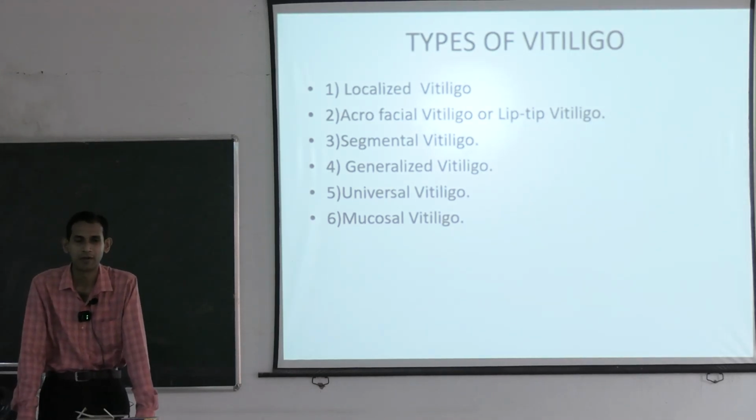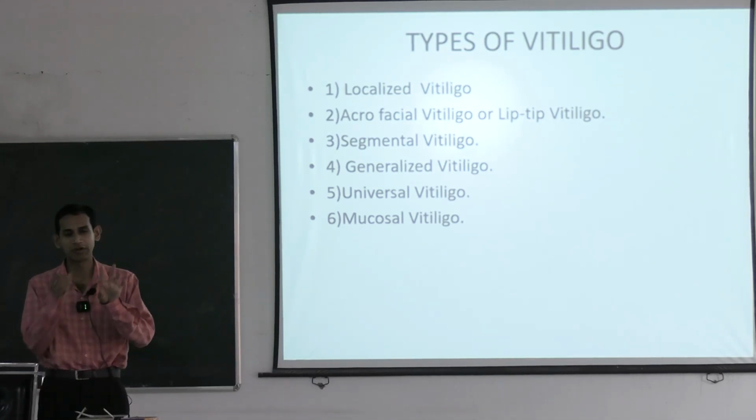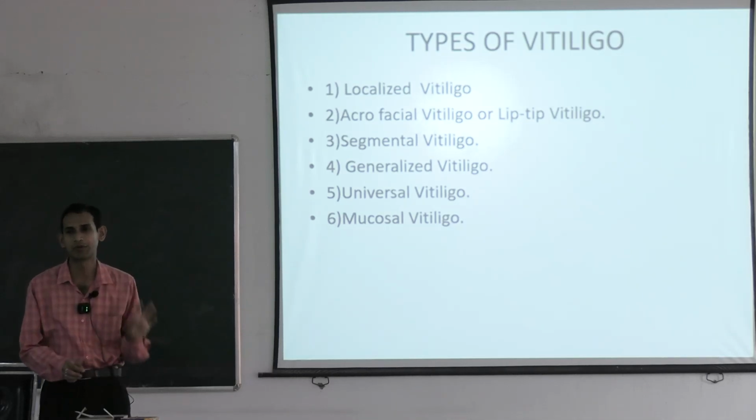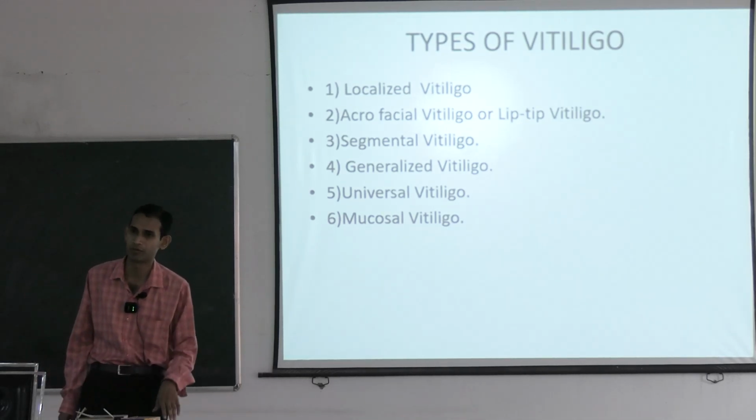Number three is the lip-tip variety of vitiligo, or acrofacial vitiligo. In the lip-tip variety, the depigmented patches or macules particularly affect the lips and also the tips of the digits, the tips of the fingers and the tips of the toes. This is known as the lip-tip variety of vitiligo.